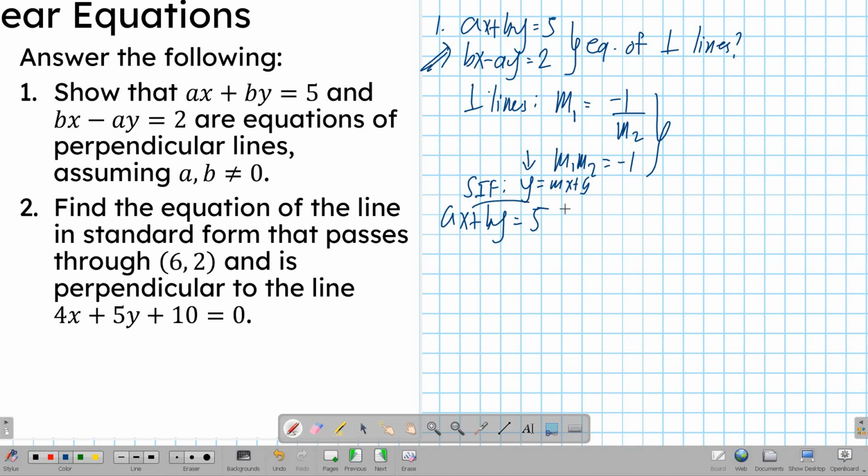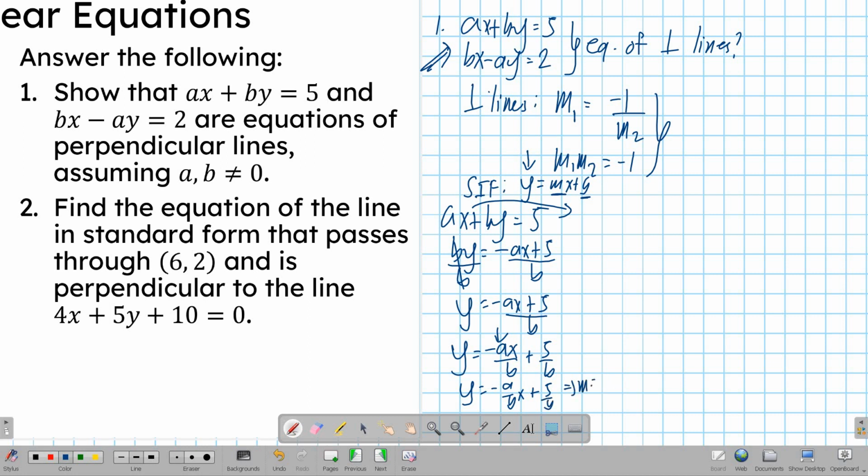So, para gayahin to, we have to transpose ax. So, therefore, by will be equal to negative ax plus 5. Now, dividing both sides by b, y will be equal to negative ax plus 5 all over b. Para magkahiwalay, kasi magkahiwalay ang mx at b, we can split this as y is equal to negative ax over b plus 5 over b. Hence, the slope here would be negative a over b. So, therefore, the slope is negative a over b dun sa first equation na ax plus by equals 5.